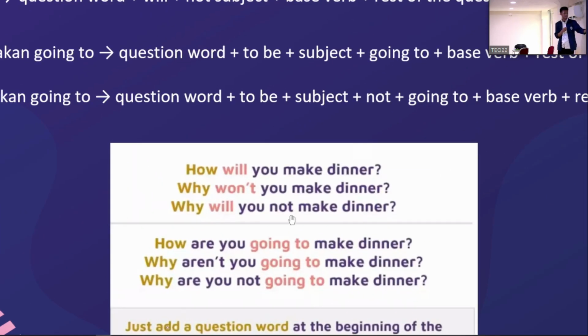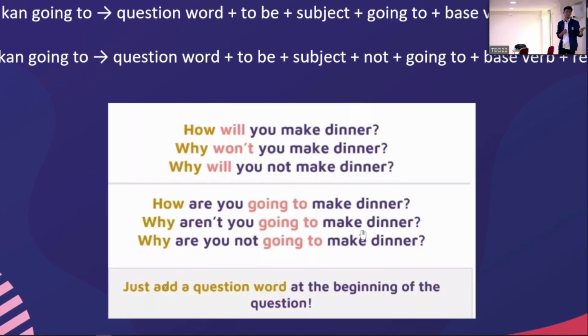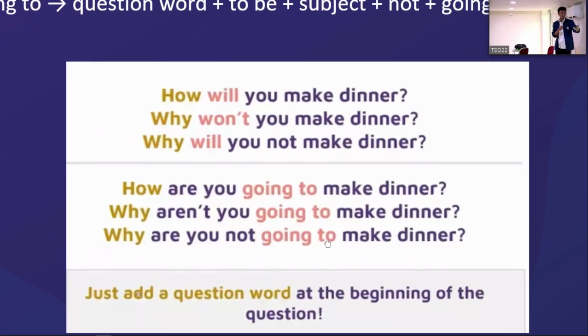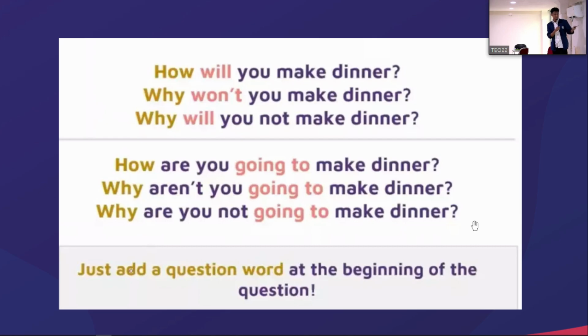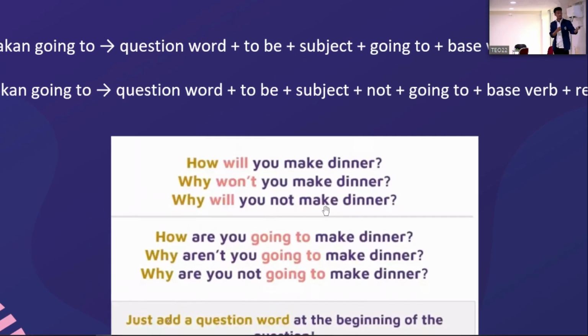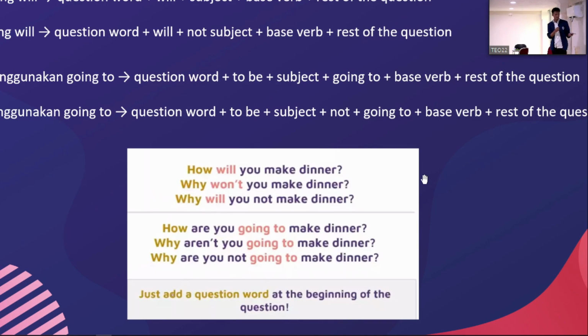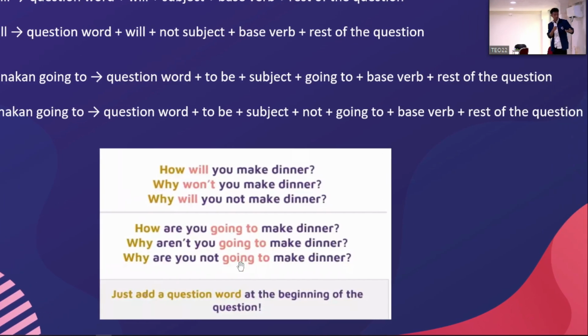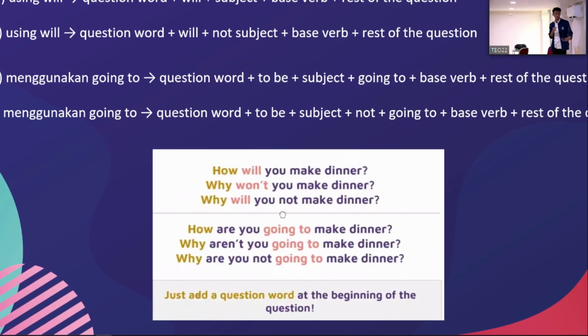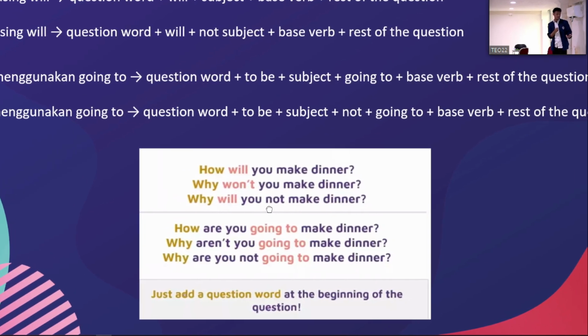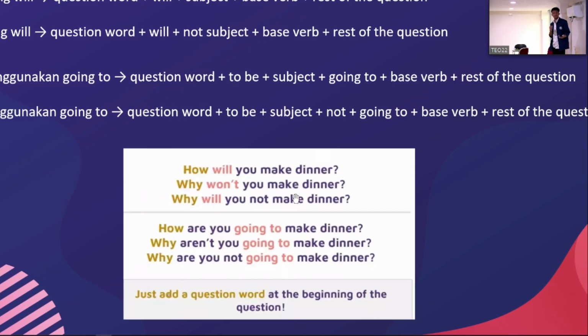And for the negative, why won't you make dinner? See, that was the same as the formula. Or why will you not make dinner? And then how are you going to make dinner? So how is the question word, are is the to be, then the subject, you, going to make dinner. And then why aren't you going to make dinner? Why are you not going to make dinner? Just add the question word at the beginning of the question. And that was the simple future.